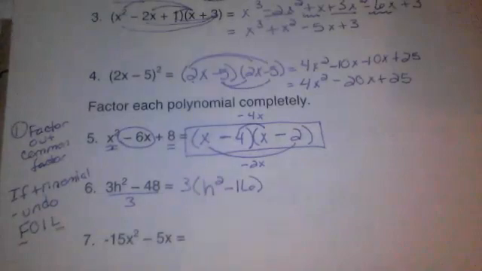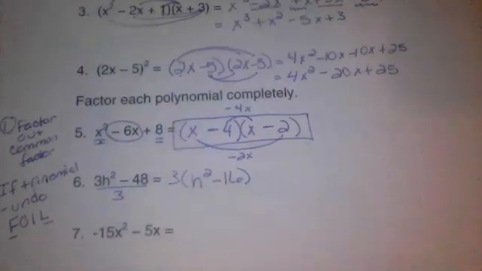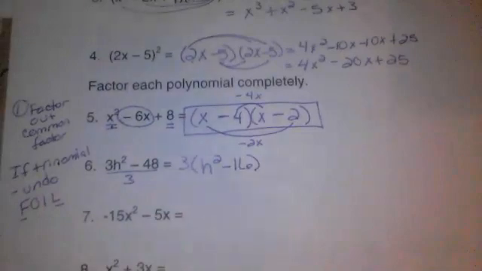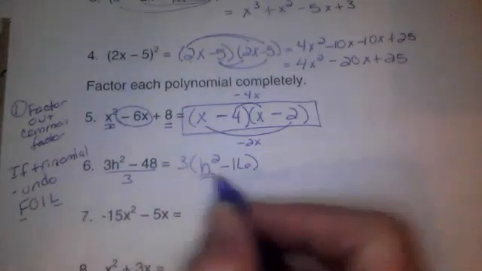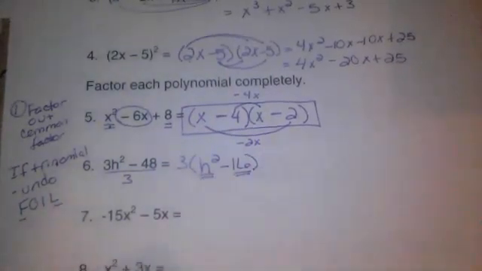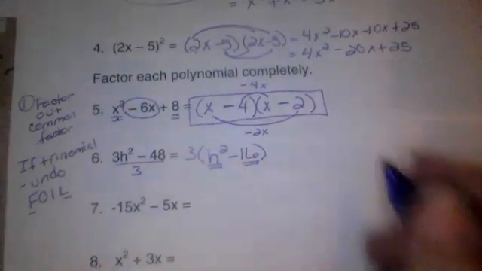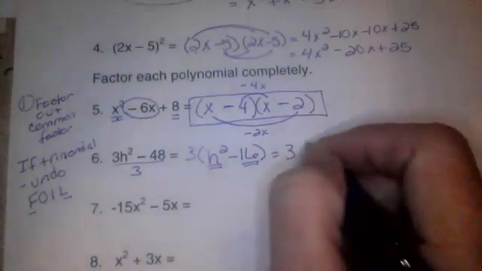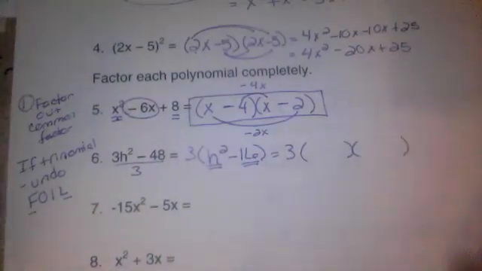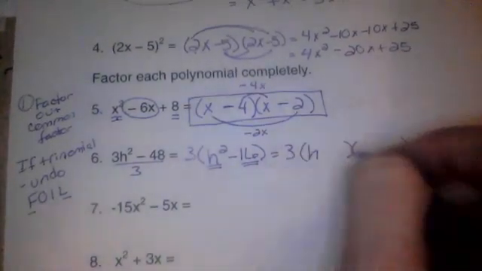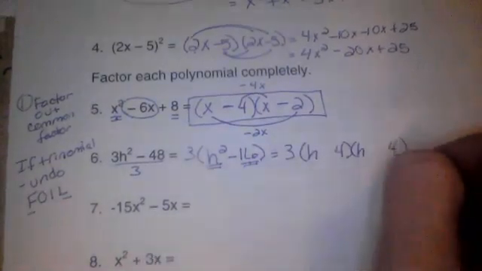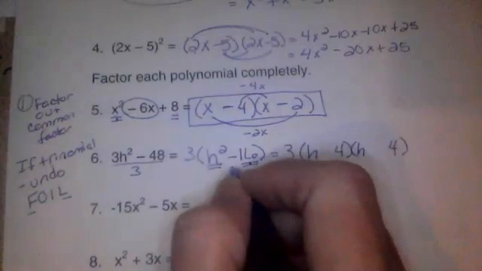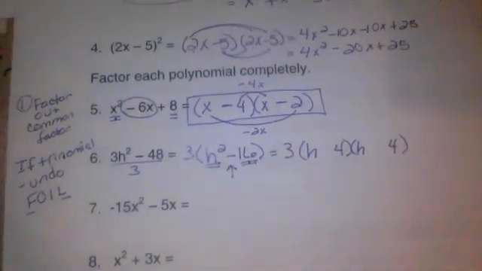Well, h squared minus 16 is a difference of squares. And you may remember that from Algebra 2. What that means is that this is a perfect square, h times h, and this is a perfect square, 4 times 4. And so if I wanted to continue factoring that, I can just use that difference. H times h would give me h squared. 4 times 4 would give me 16, but I don't have a middle term like I did on those trinomials.